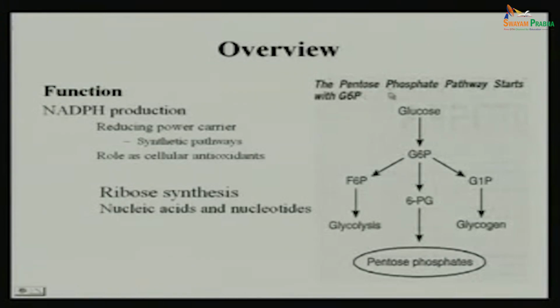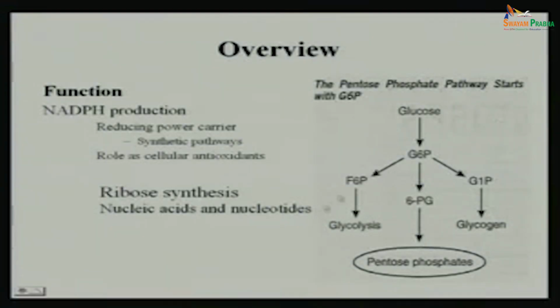If we see the pentose phosphate pathway, it starts with glucose, and when glucose is converted to glucose 6-phosphate, this glucose 6-phosphate may get diverted to different pathways. That means in a cell simultaneously different activities are going on, and this glucose 6-phosphate may get converted to fructose 6-phosphate, and it can enter the glycolytic process. When glucose 6-phosphate is converted to glucose 1-phosphate, it enters the synthesis of glycogen from glucose.